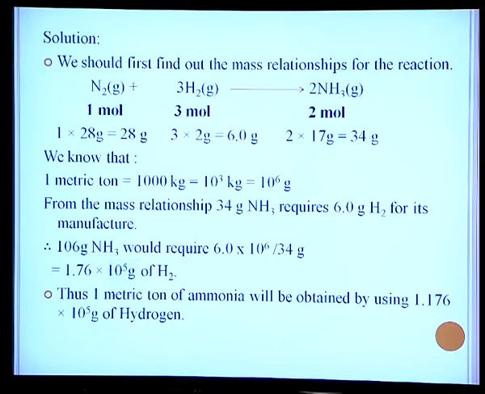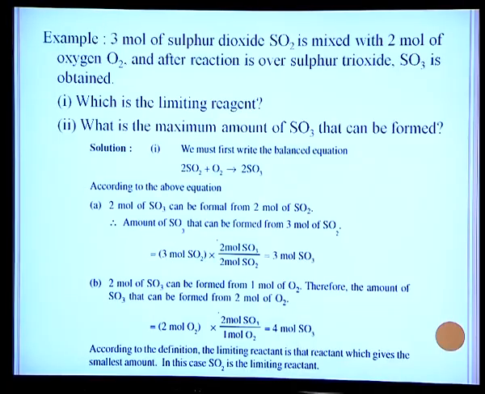Now, you should be able to understand the last topic, that is how to calculate the limiting reagent. A large number of numerical problems are asked on the basis of the limiting reagent. Suppose we take one example here: 3 moles of sulfur dioxide, SO2, is mixed with 2 moles of oxygen, and after the reaction is over, sulfur trioxide is obtained. What is the limiting reagent? What is the maximum amount of sulfur trioxide that can be formed?